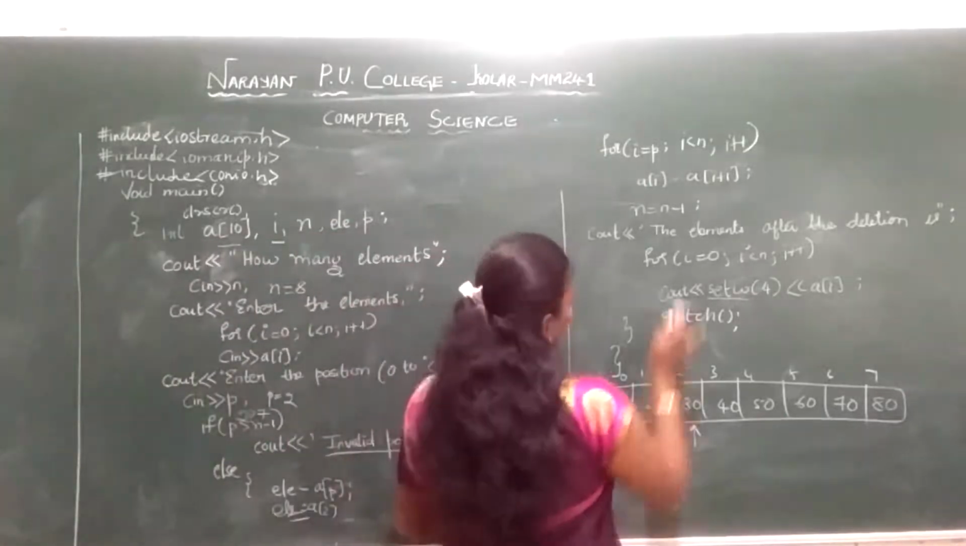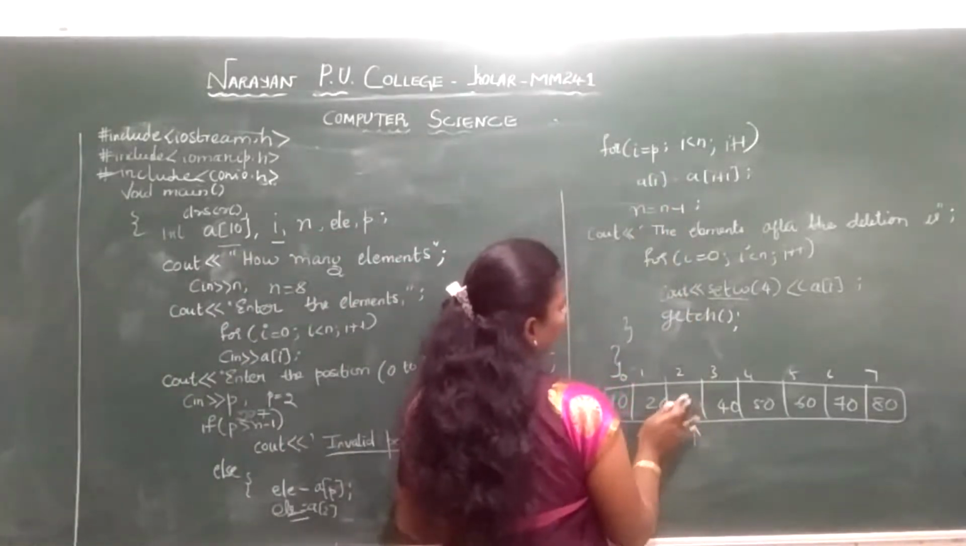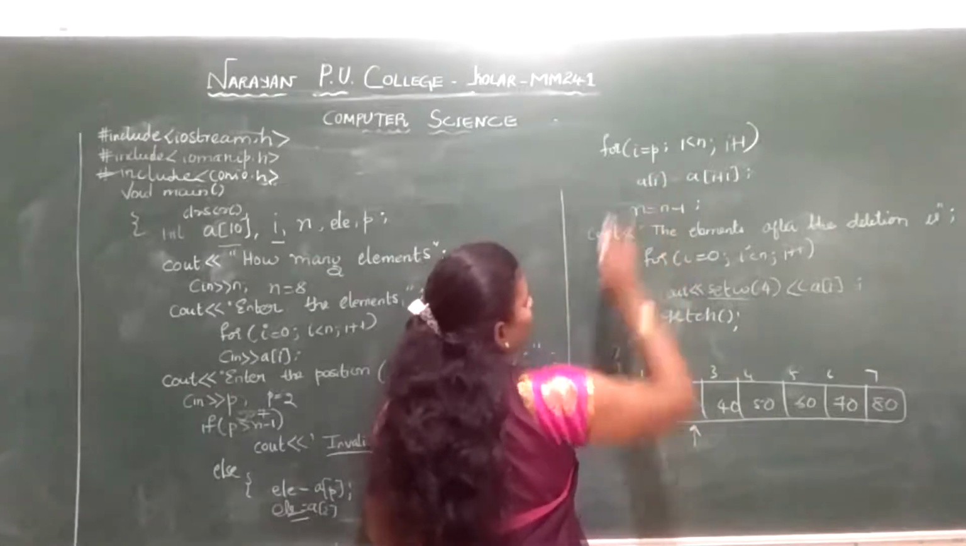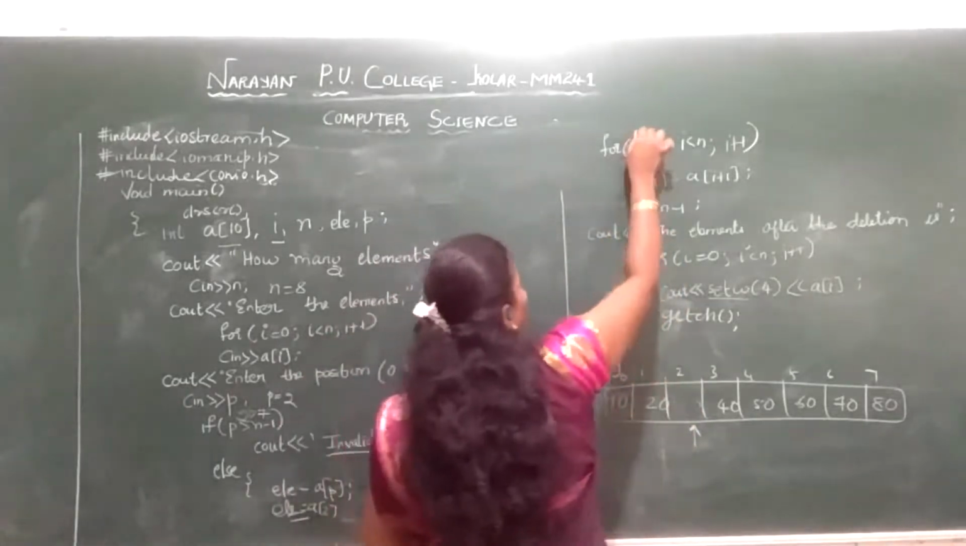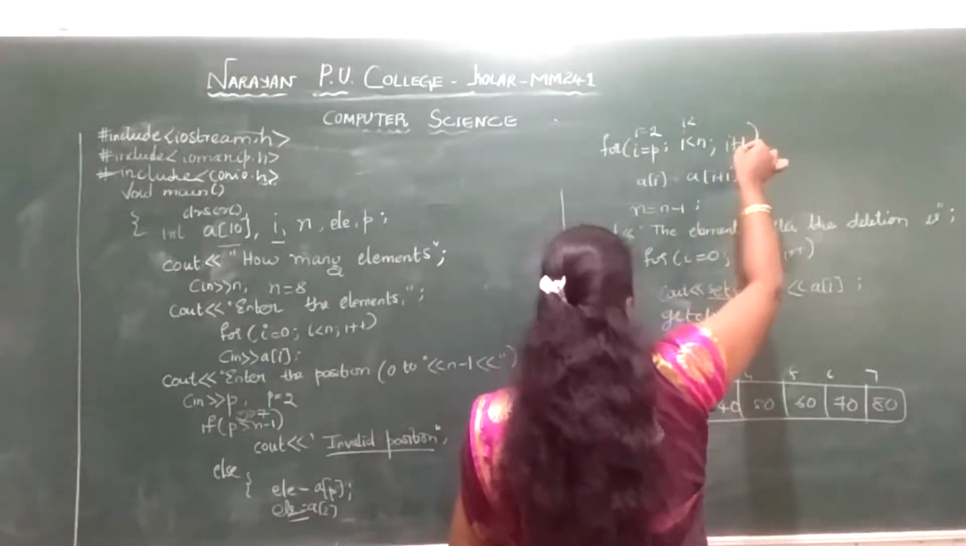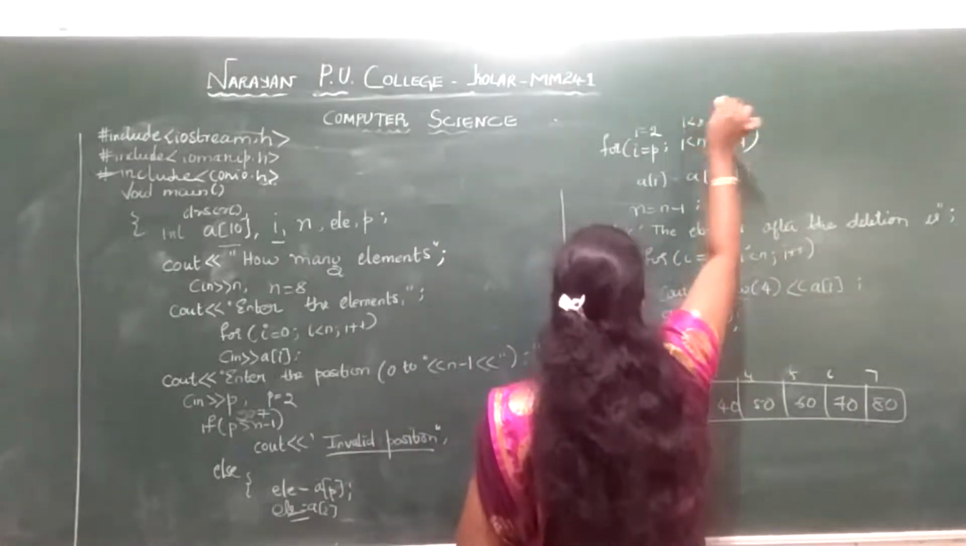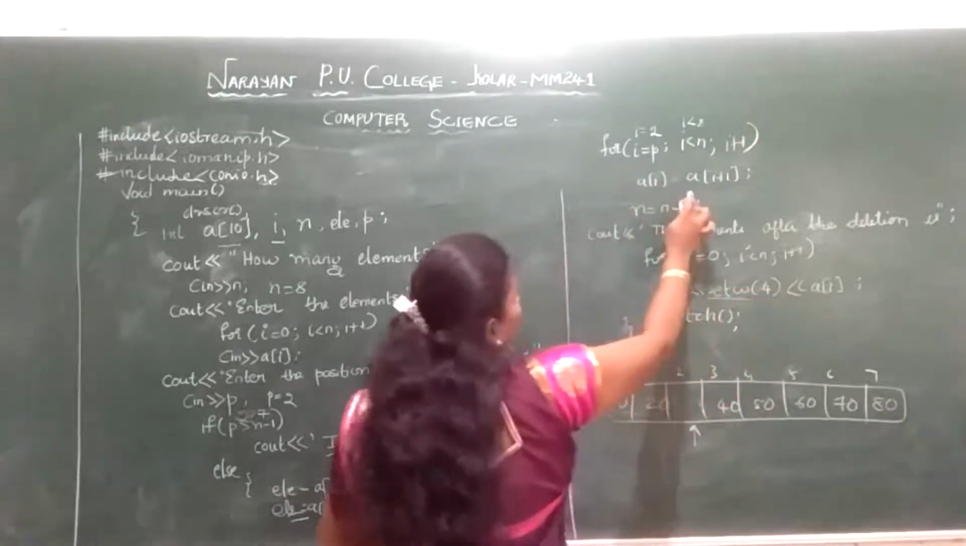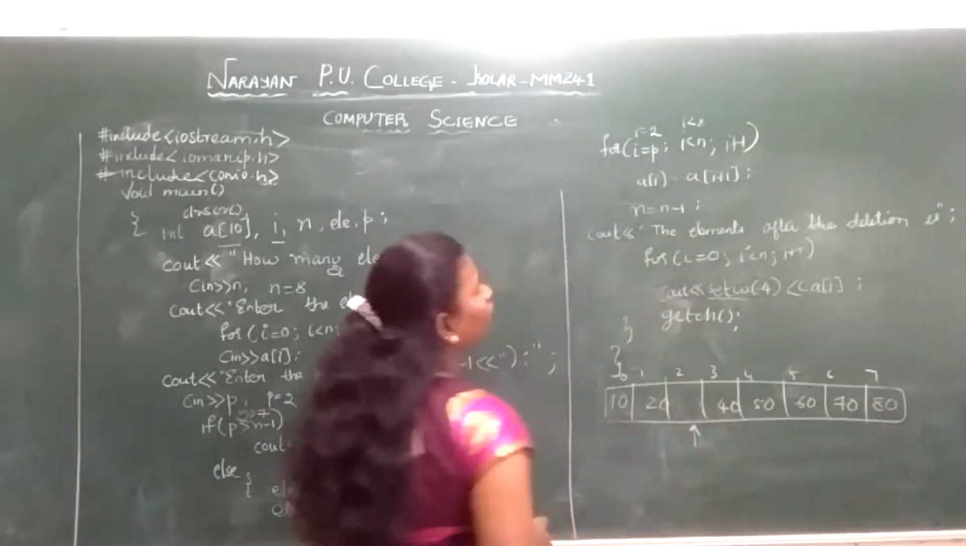Okay. So after deleting, now you see in your for loop, once you delete, now we will be shifting. For i is equal to p, p is nothing but 2, i is less than n. What is your n? Your n is 8. Okay, next we'll see. Now a of i plus 1, I will give it to a of i.